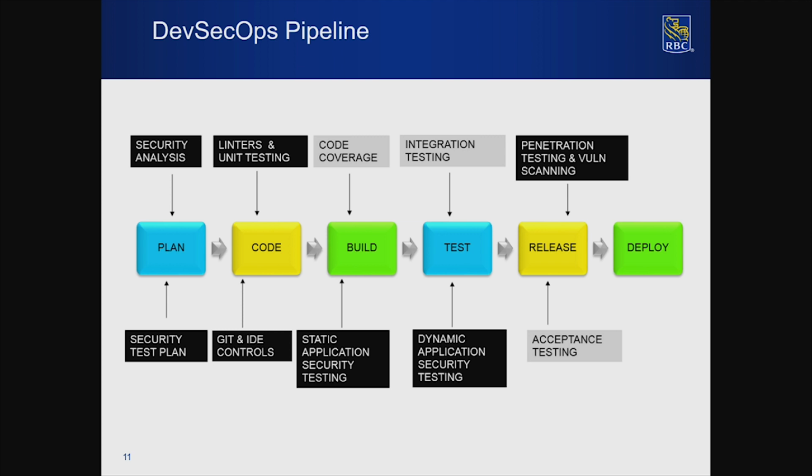During the plan stage, you need to onboard your security guys to perform a security analysis and define a security testing plan. During the code stage, you can help your developer to prevent security issues using a linter, for example. During the build, another good thing is to perform static application security testing. You have an engine, and this engine inspects all your code, and you can find, for example, if you have a potential SQL injection inside your code, if you have something wrong.